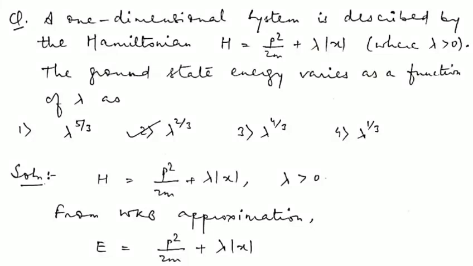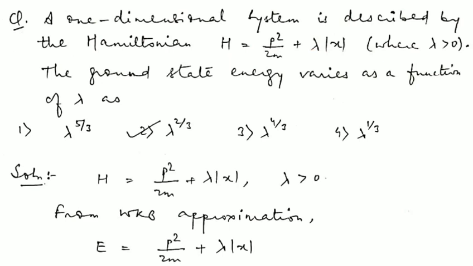Let us look at a question from quantum mechanics that was asked in the CSIR NET December 2018 paper. It says a one-dimensional system is described by the Hamiltonian H is equal to p squared by 2m plus lambda times mod of x, where lambda is some positive number. The ground state energy varies as a function of lambda as what power? So the question asks us to evaluate the functional dependence of E with lambda.